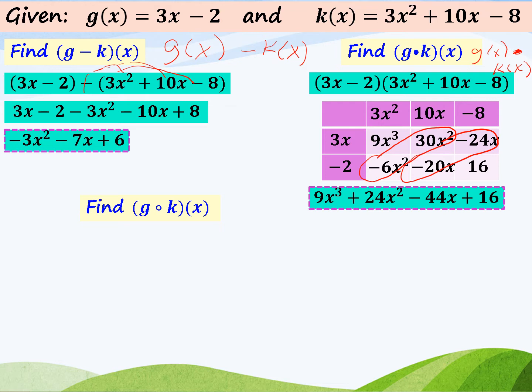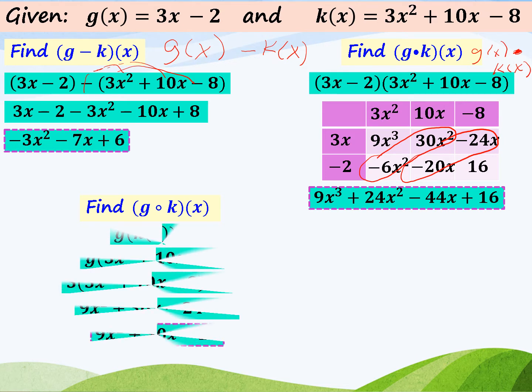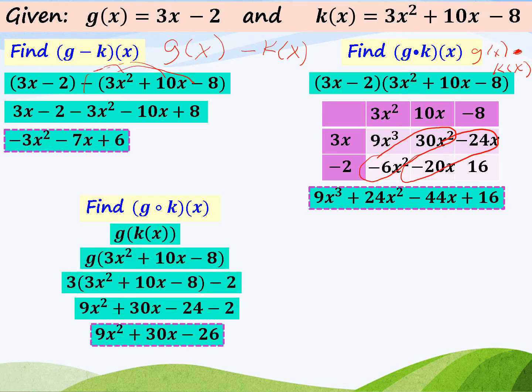Now, last example, find g open circle k of x. Now remember, open circle means composition, so they want us to find g of k of x. Now if you recall, that's the same as this notation. So what that means is anywhere I see an x in g of x, I'm going to replace it with 3x squared plus 10x minus 8.